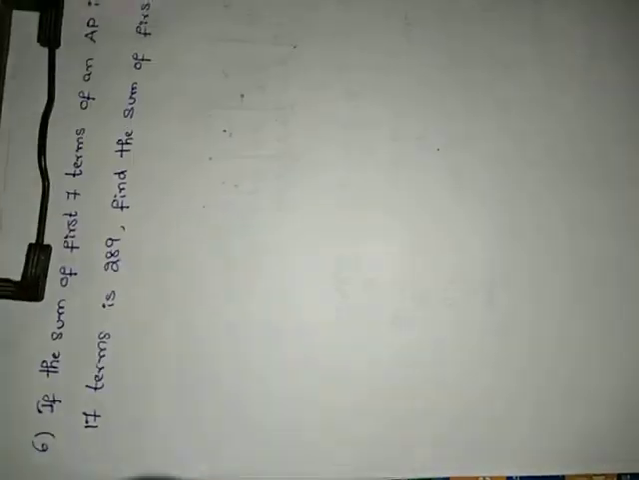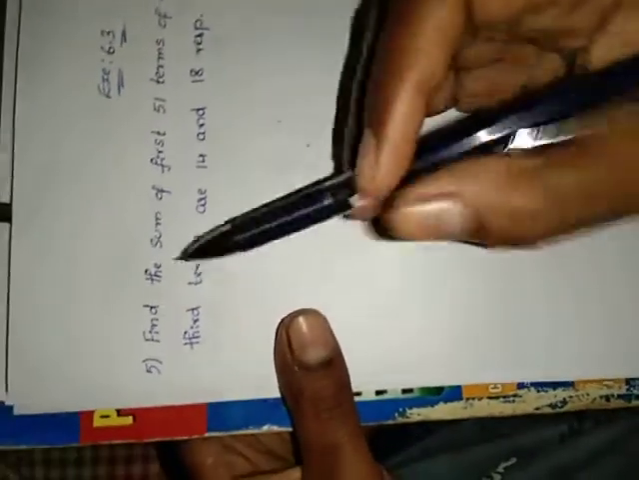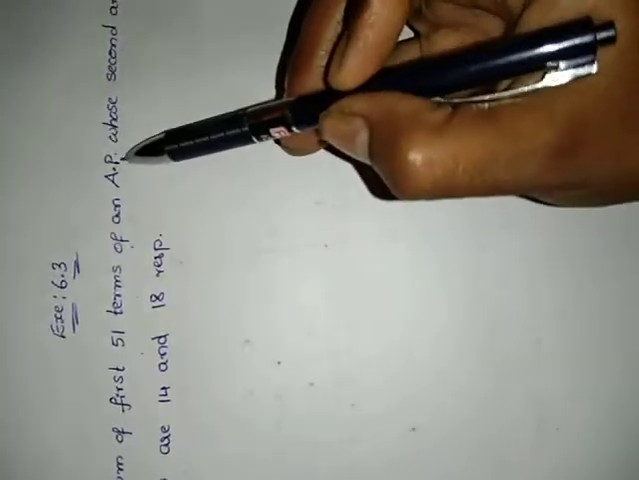Let us continue that. Today we are going to discuss exercise 6.3, fifth problem. See the question. Find the sum of first 51 terms of an AP whose second and third terms are 14 and 18 respectively.